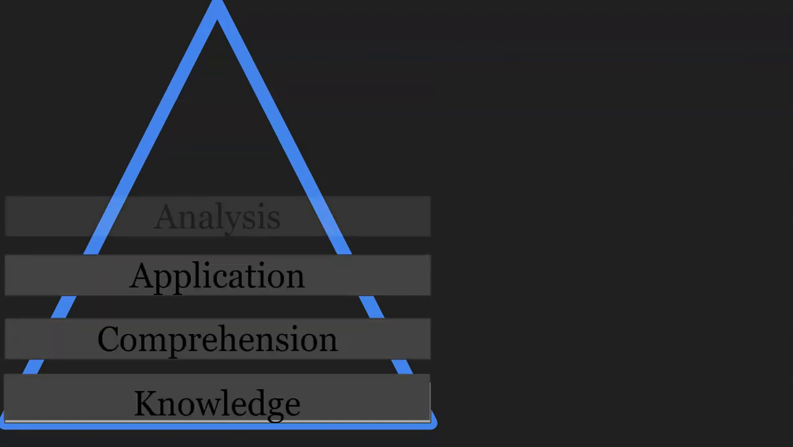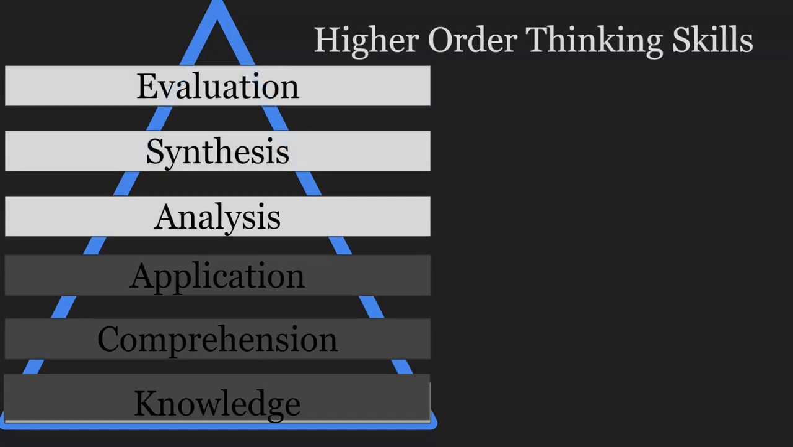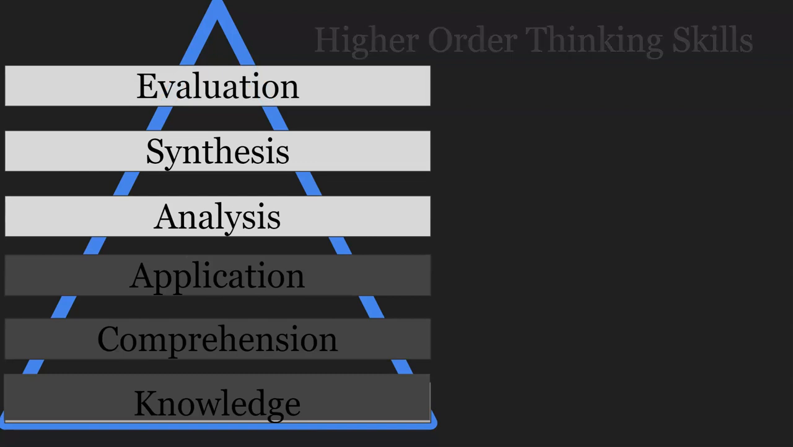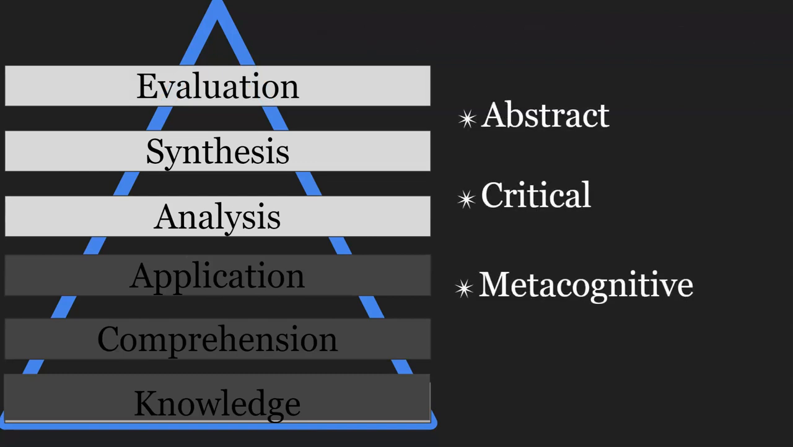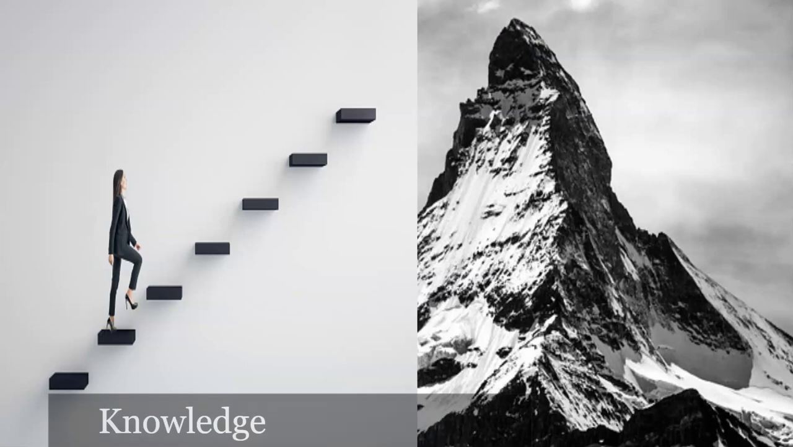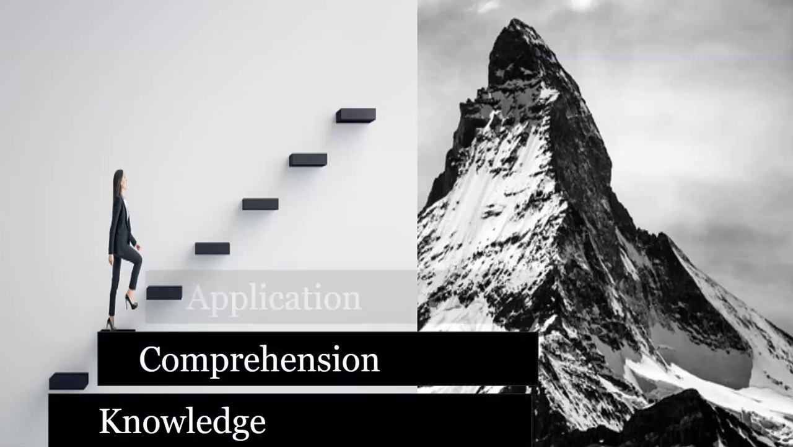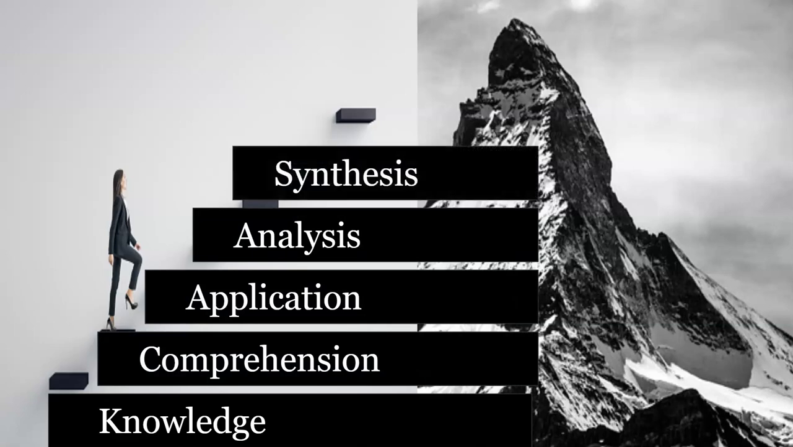The upper levels, analysis, synthesis, and evaluation, are higher order thinking skills. They include abstract, critical, metacognitive, and creative thinking. Some have compared the model to a mountain or a stairway for setting learning objectives and designing learning experiences to guide students to higher levels of thinking.